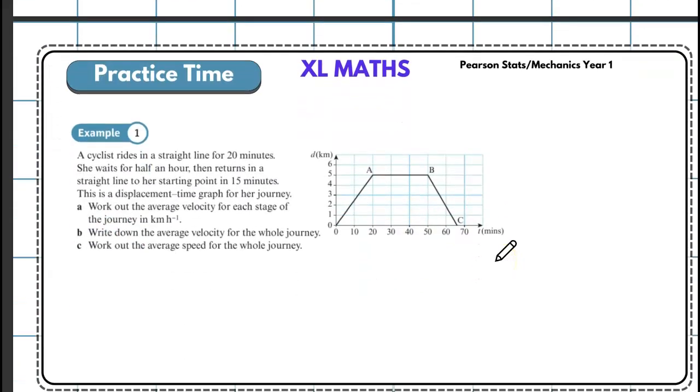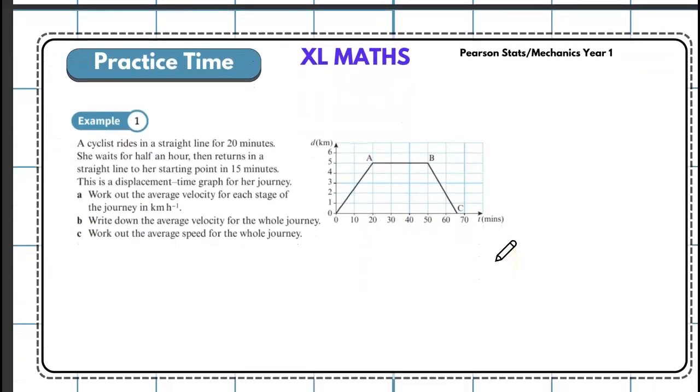Okay, now is the time to sit for a few examples and then questions from the exercise. So we have the first example over here, which shows a graph for a cyclist. A cyclist rides in a straight line for 20 minutes. She waits for half an hour.